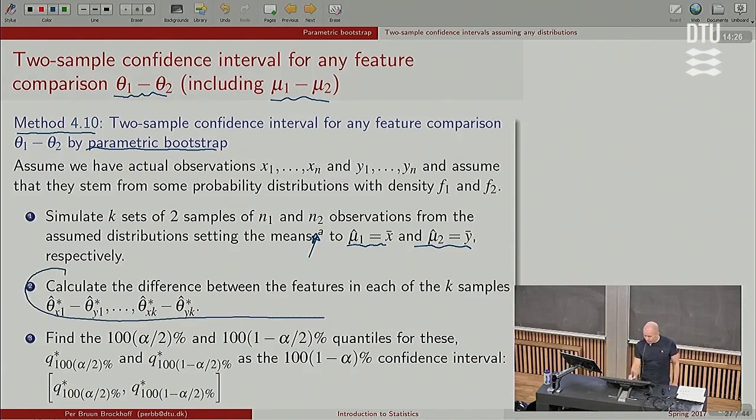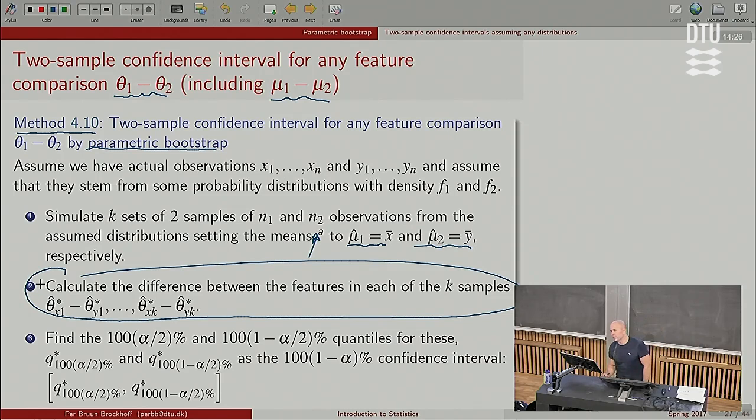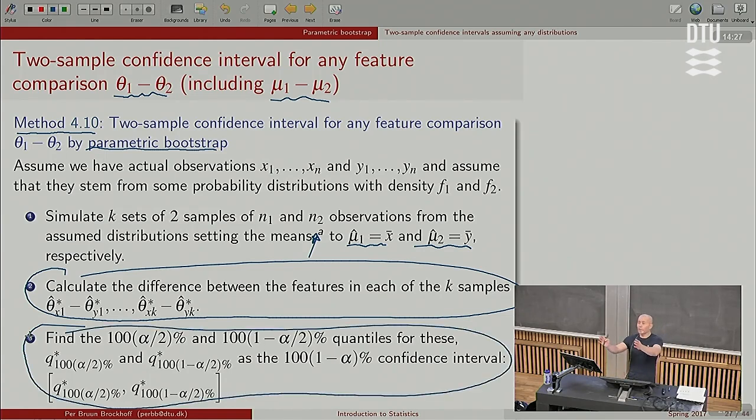Compute all the differences, the 1,000 or 100,000 feature differences, not only for one, but for two of them, and compare them. And look at the results. Look at the distribution. Read off the quantiles. Here's your confidence limit for the difference of two features. Same thing again, but now applied double for the difference.